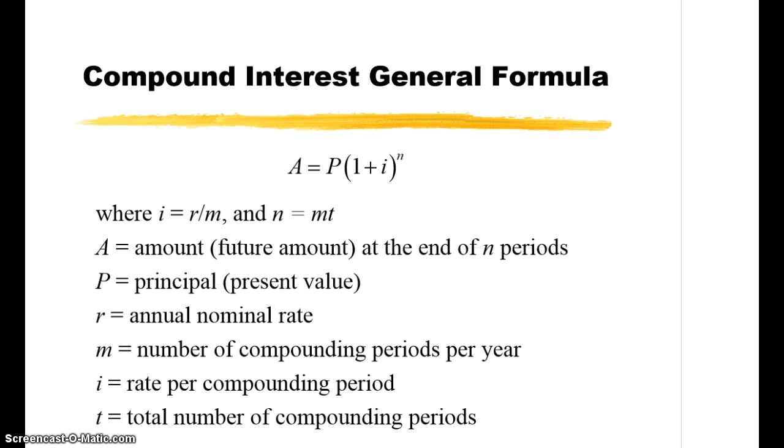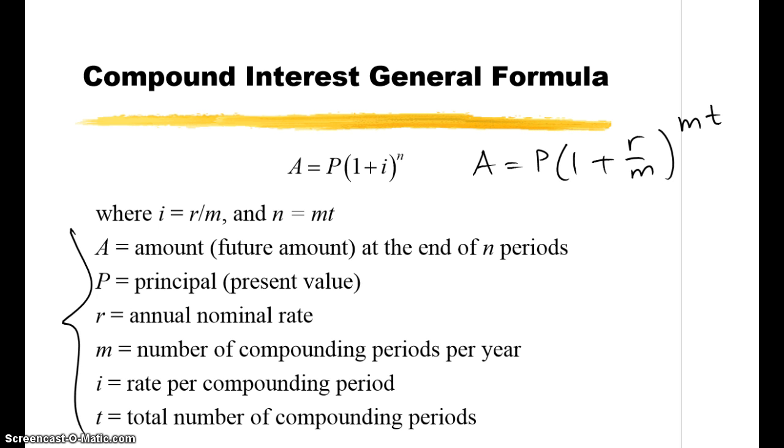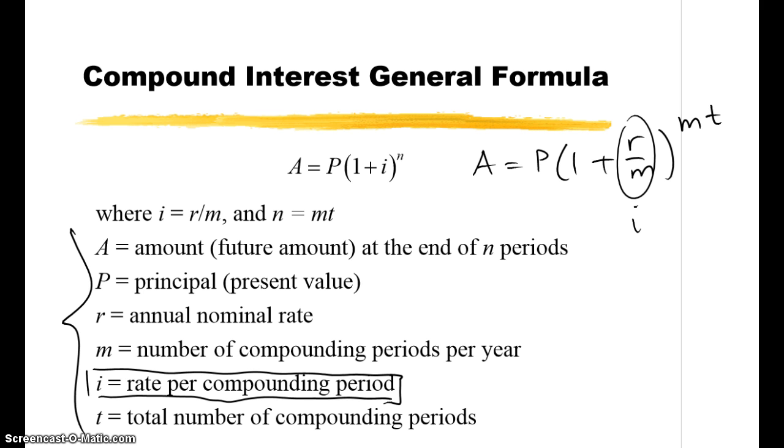A equals P times 1 plus I to the n, or once again, A equals P times 1 plus R over M to the mt power. Okay? So each one of these variables is explained here. The advantage of looking at that I, that R over M, is that I is the rate per compounding period. That's what it's called, rate per compounding period. So oftentimes, instead of writing R over M, they write this I, which is calculated as R over M, and it's just the rate per compounding period.